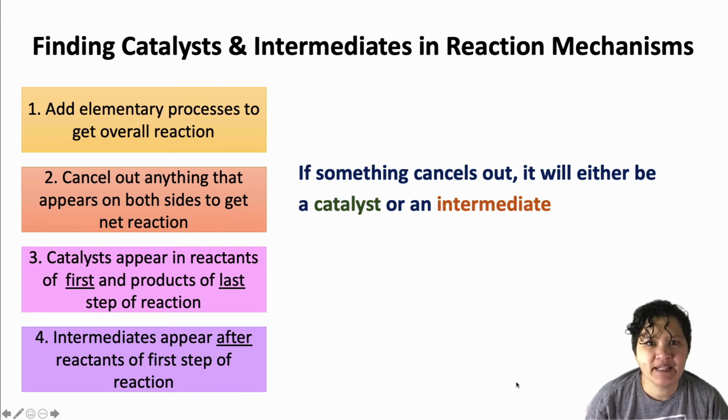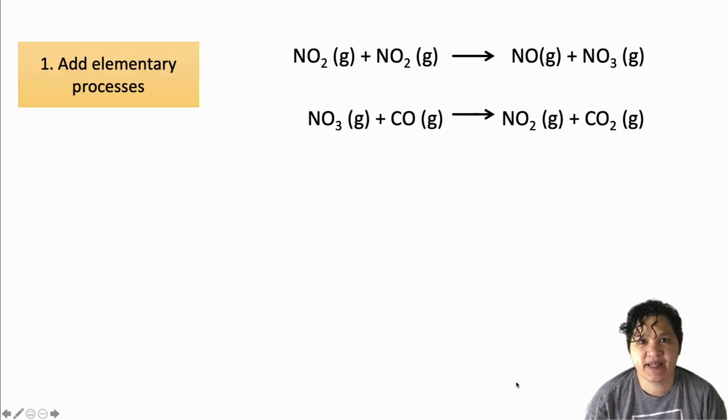And then an intermediate is something that appears in the middle. It might be a product in the first step, but it can't be a reactant. It can't be something you started with. So let's look at an example reaction mechanism here.